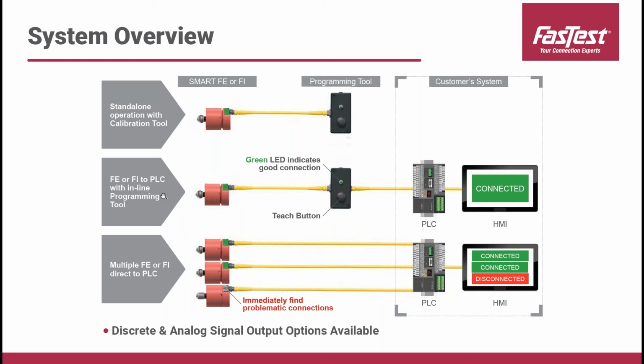And discrete's just a basic on or off, it's in position or it's not. And analog gives you the ability to watch where that position is over time. And there's many, many benefits that come from utilizing an analog output signal.